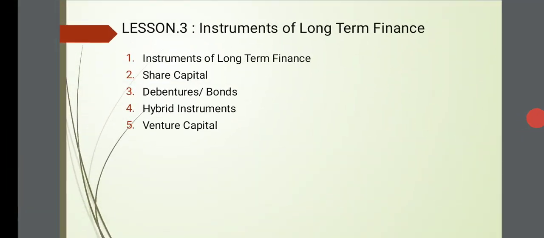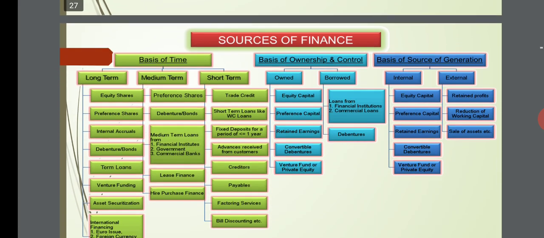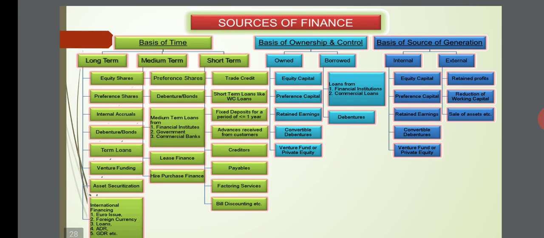In this unit we'll read about five things: instruments of long-term finance, share capital, debentures, bonds, hybrid instruments, venture capital. Sources of finance: on the basis of time, there are three kinds of sources of finance: long-term finance, medium-term finance, and short-term finance. In long-term finance, equity shares are ownership shares.